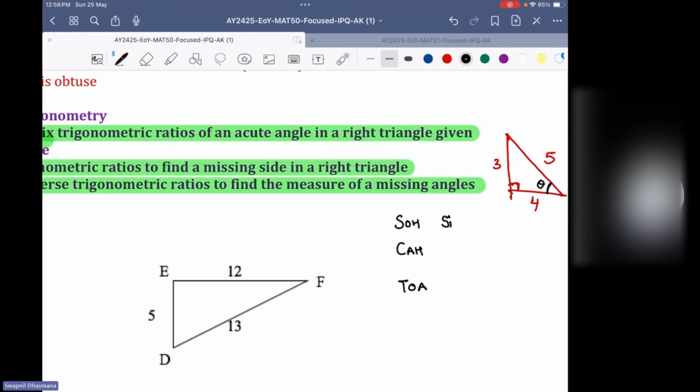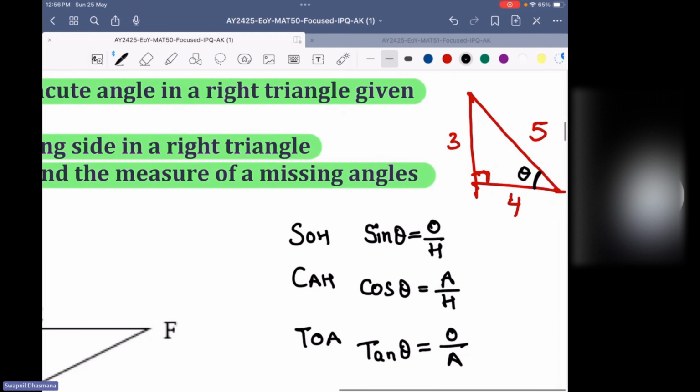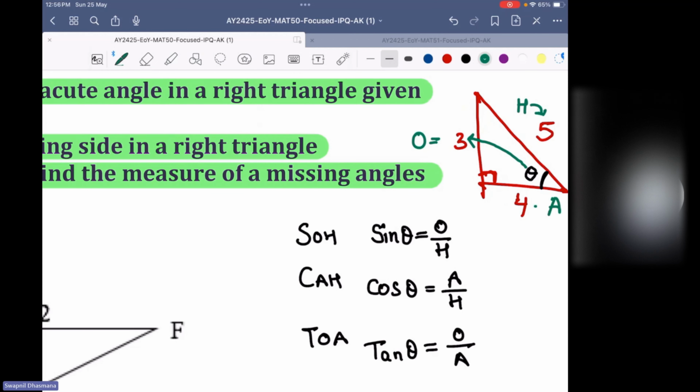The first one is sine theta equals O divided by H. Cosine theta equals A divided by H. And tan theta equals O divided by A. Now what is O, what is A, what is H? That's the main important thing. The side opposite to theta is always called O, opposite. The longest side is always called H. And the side next to theta is called A, adjacent.